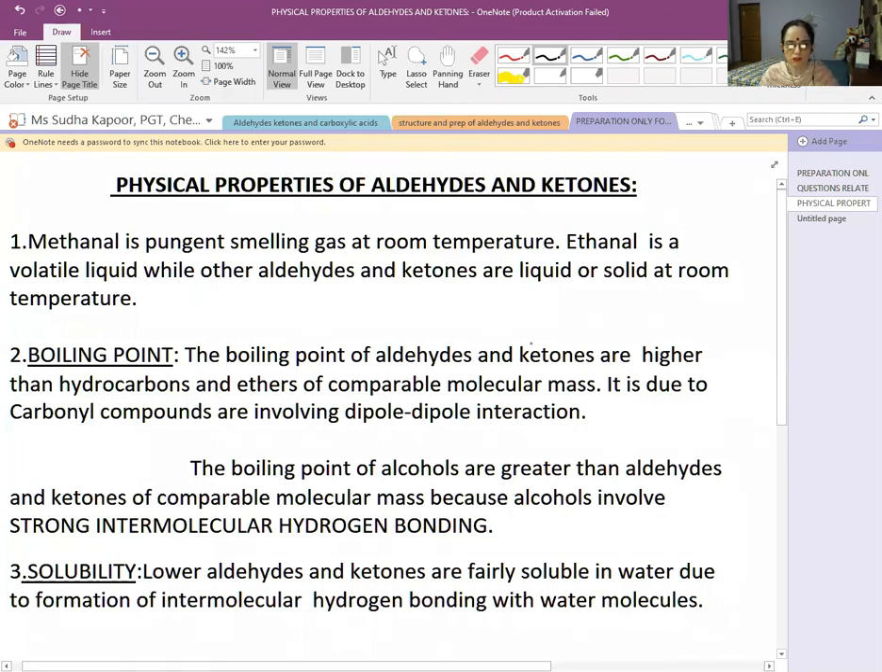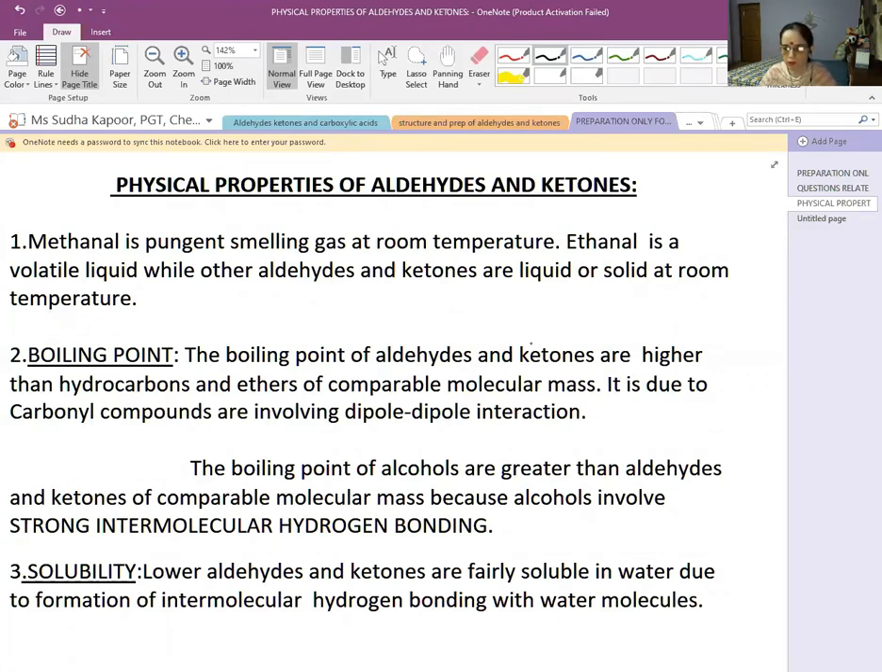Now let us come to the physical properties of aldehydes and ketones. In the physical properties, we are mainly doing the reasoning part for boiling point and solubility. But sometimes the general characteristics can also be asked in a word problem, so these things are also to be remembered. First, methanal, that is formaldehyde, is a pungent smelling gas at room temperature. Ethanal is a volatile liquid, while other aldehydes and ketones are liquid or solid at room temperature.